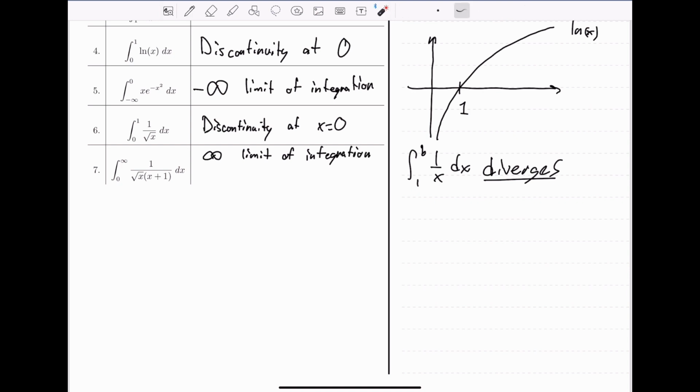But also, notice that when x equals 0, the denominator is 0. So the whole thing would be undefined. We'd be dividing by 0. So we have a second reason that this integral is improper. We have a discontinuity at x equals 0. So we have 2 reasons why this is an improper integral. It's very improper. How do we solve this?